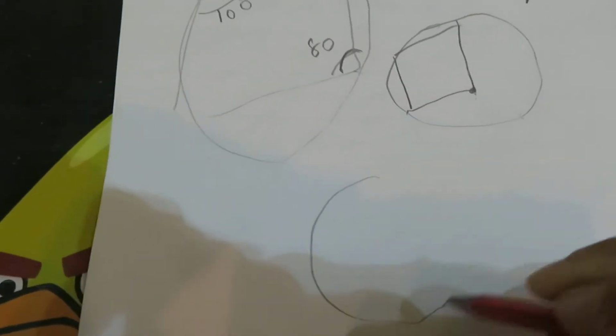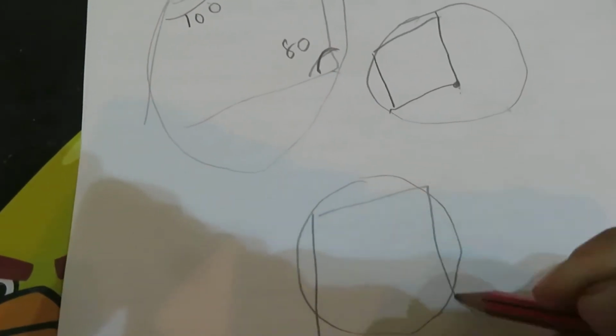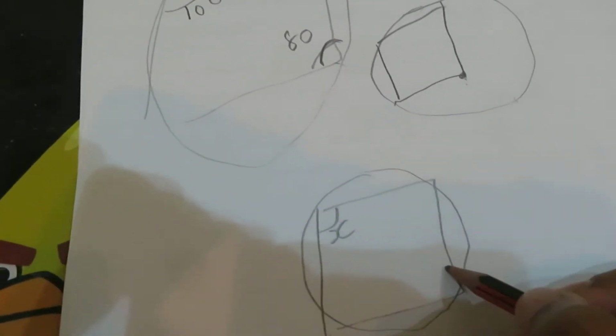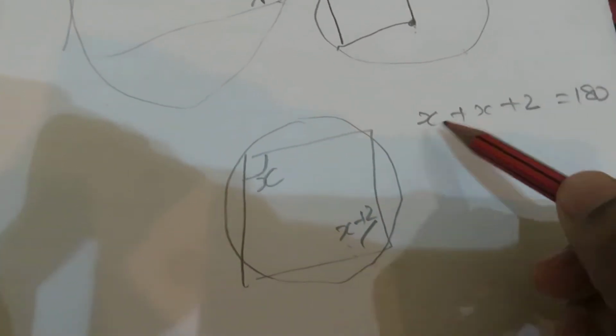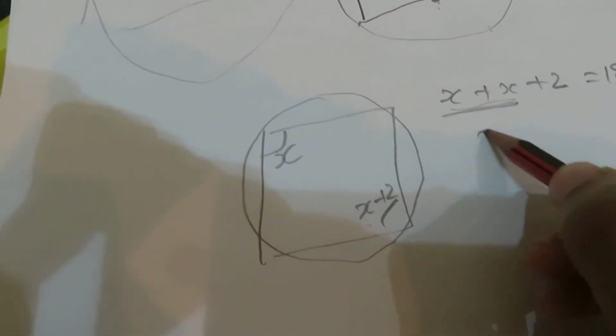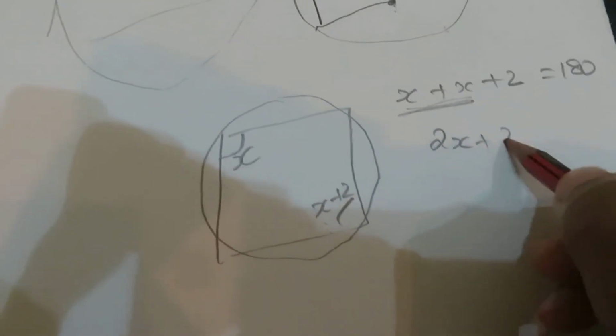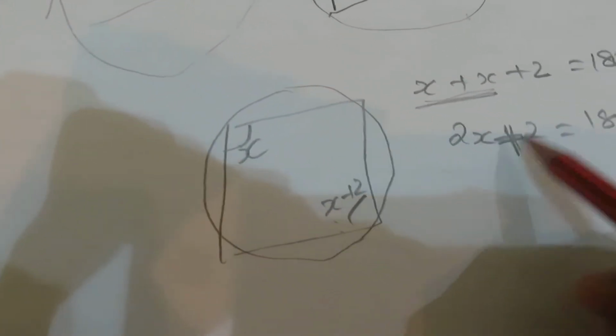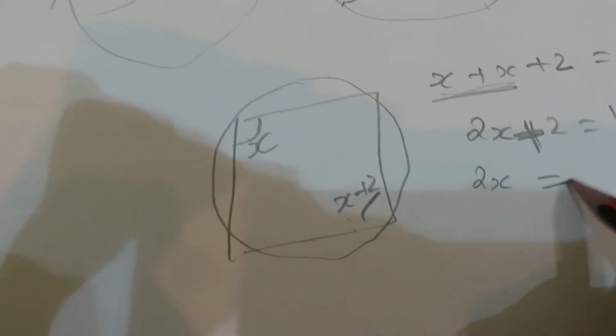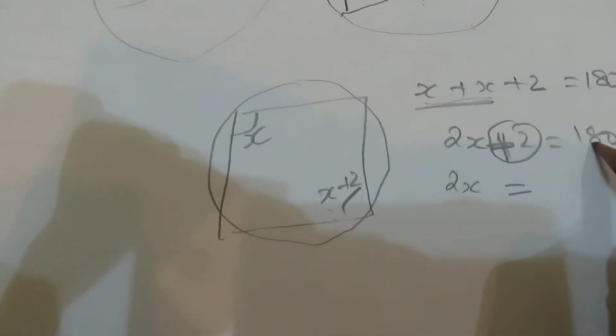Now in your textbook, you will see questions wherein one angle is given as x and the other is x plus 2. Now how do you solve for this? You already know that the sum is 180. So x plus x plus 2 is equal to 180 degrees. x and x you can add together, 2x plus 2 is equal to 180. Now here 2x is equal to, your plus 2 you bring to the right side.